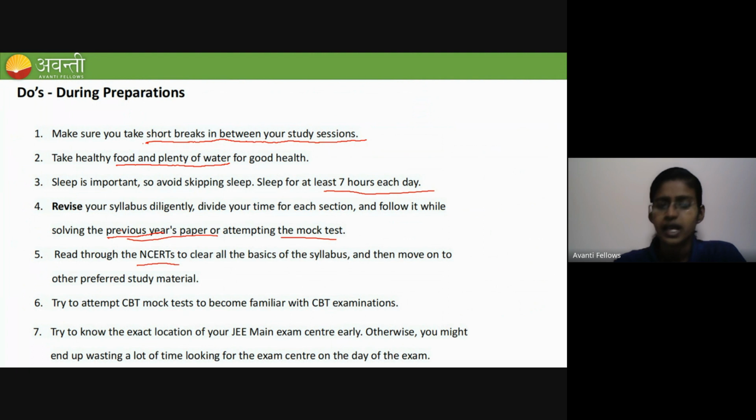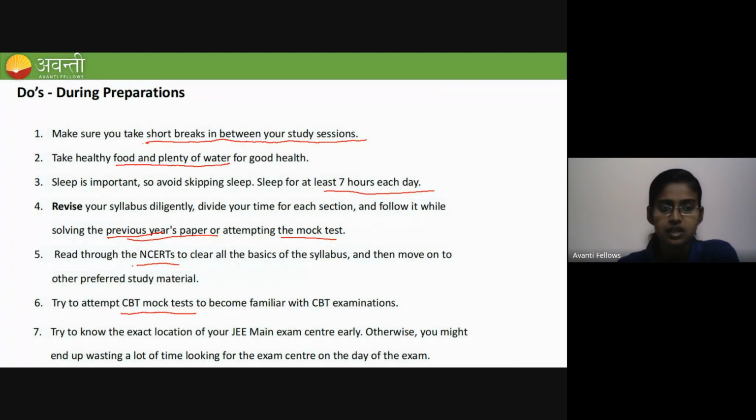NCERT is the Bible. The concepts given in NCERT are very important. So if you have not covered any part of any lesson from NCERT, try to complete it by today itself. And try to attempt computer-based mock tests to become familiar with the computer-based examination. If you are attempting any mock test today or tomorrow, go for the computer-based test. Then only you will be able to manage the time, and you'll know how you are managing your time.